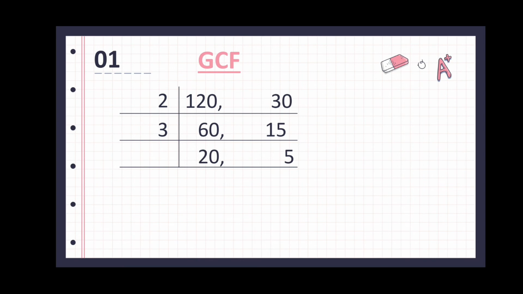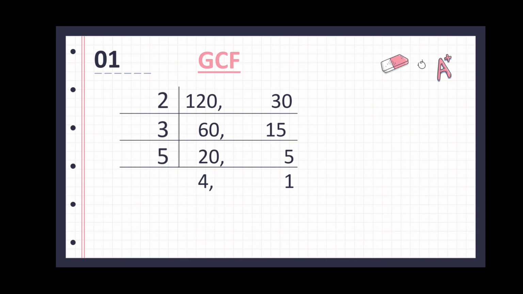Ngayon may common factor pa ba ang 20 and 5? Yes, of course. And that number is 5. So let's divide them by 5. Now we have 4 and 1. Ngayon, wala nang ibang common factor ang 4 and 1 except 1. So next step will be multiplying all the common factors.